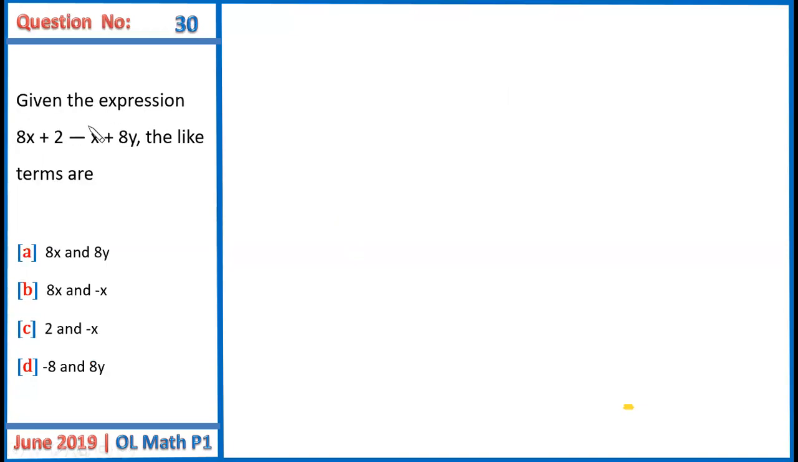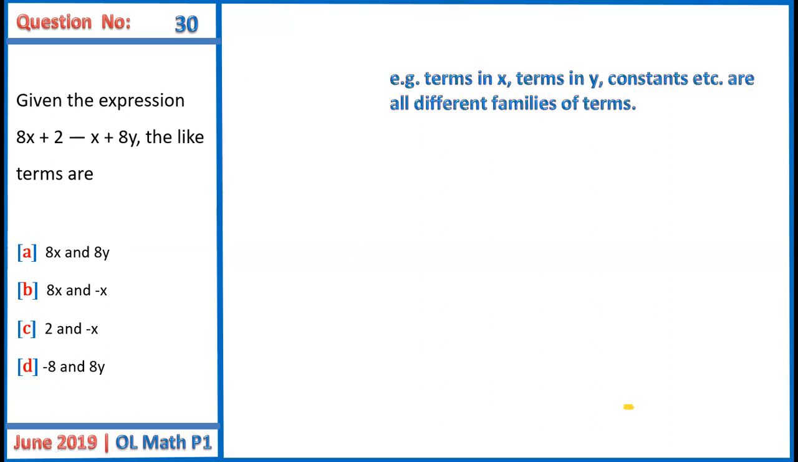And given this expression, what are the like terms here? The like terms are 8x and minus x, okay? As you can see, these are terms from the same family. 8x and minus x. How can they ask this type of simple question?